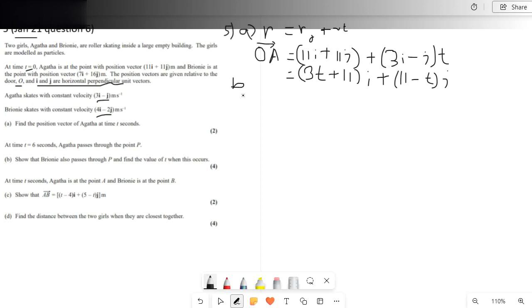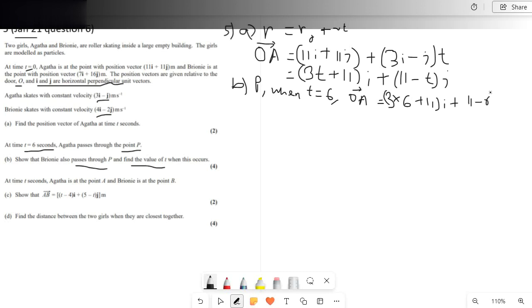For part B, it's given that at t is equal to 6 seconds, Agatha passes through the point P. Show that Bryony also passes through point P and find the value of t when this occurs. So first we have to find the point P, which is when t is equal to 6, the position vector OA becomes 3 multiplied with 6 plus 11 i plus 11 minus 6 whole multiplied with j, and 3 into 6 is 18 plus 11 is 29, so this is 29i, and 11 minus 6 is simply 5, therefore we have 5j here, and this is the position vector of P.